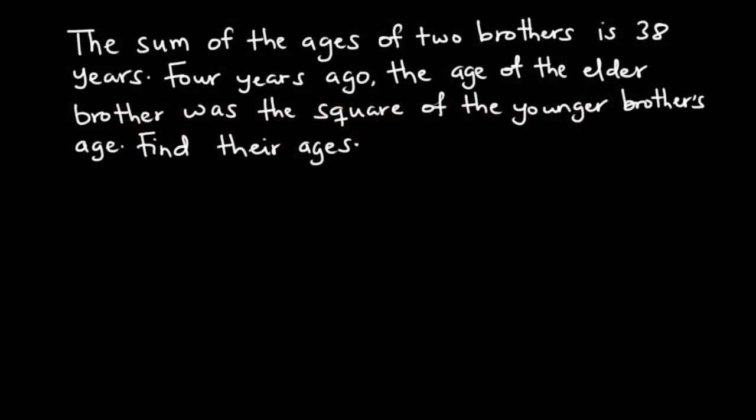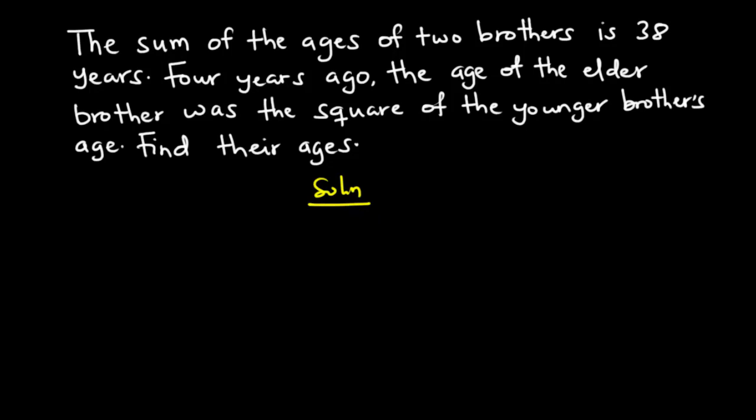So let's move ahead to solve the problem. Now the sum of the ages of two brothers is 38 years. 4 years ago, the age of the elder brother was the square of the younger brother's age. Now we are going to find their ages. So this is a simple problem on simultaneous equations.